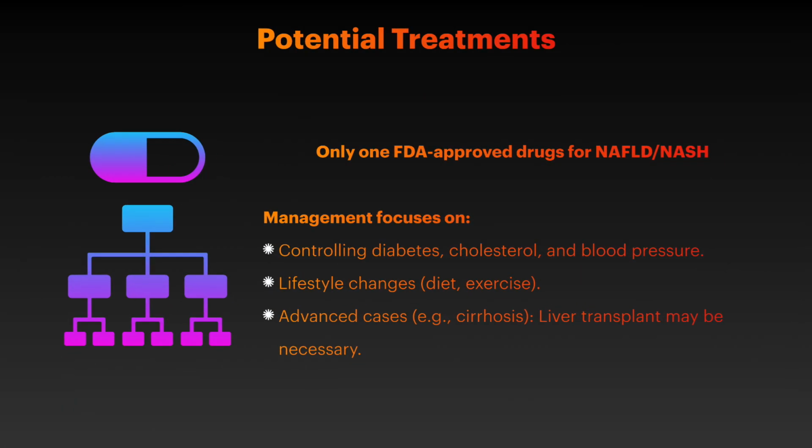Currently, there are no FDA-approved medications specifically for NAFLD or NASH. However, research published in Science shows promising development in drug therapies targeting inflammation and fibrosis pathways. Until these treatments become widely available, management focuses on addressing underlying conditions like diabetes and high cholesterol. For advanced stages like cirrhosis or liver failure, a liver transplant may be the only option. However, prevention and early intervention remain key to avoid this severe outcome.